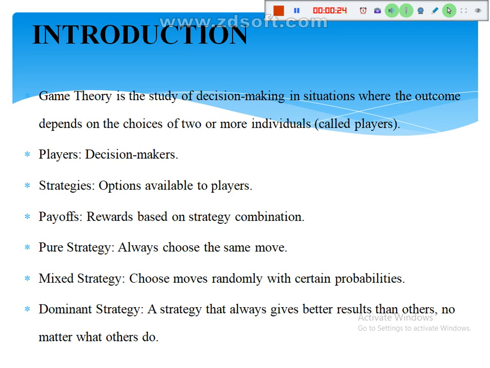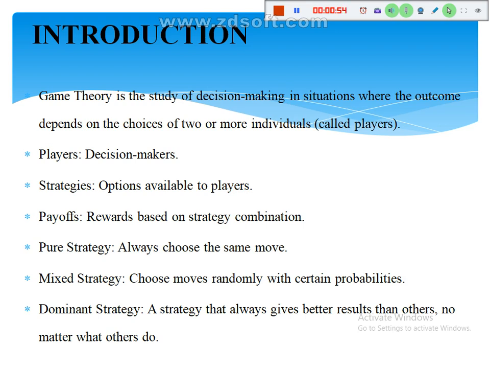Game theory is a study of how people make decisions where the outcomes depend on the actions of two or more individuals called players. So, game theory is mainly used for decision making. It is mainly used in businesses for decision making like setting prices, launching products and advertisement. Game theory is also used in economics to study the competition between companies, pricing strategies and auctions. So, let me see some basic terms in game theory.